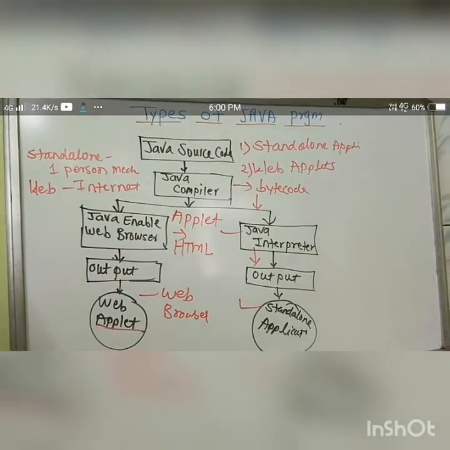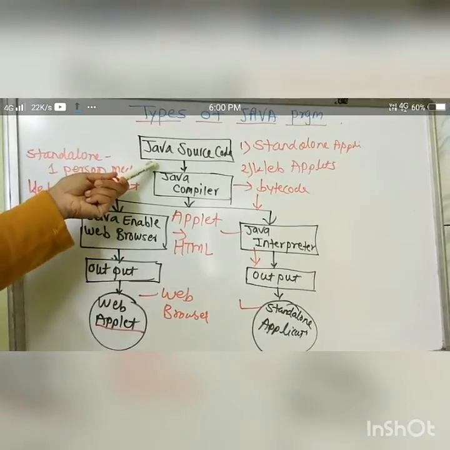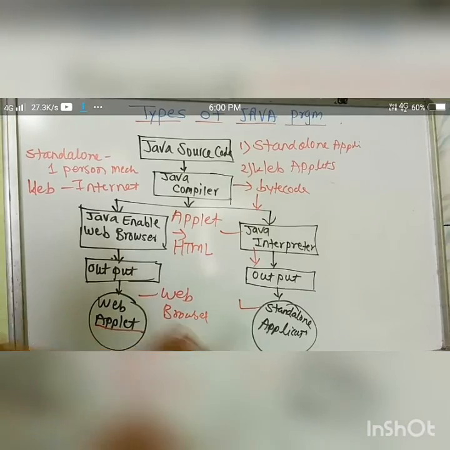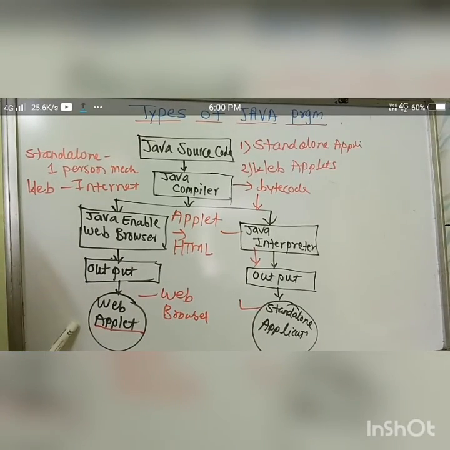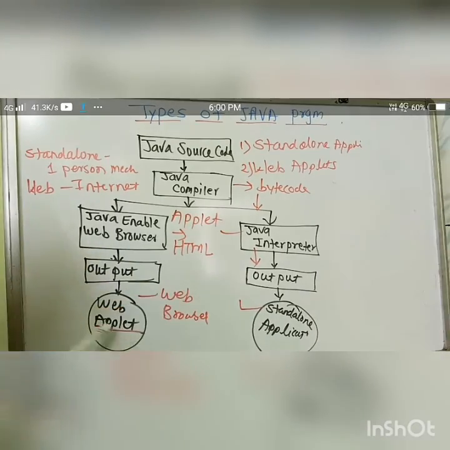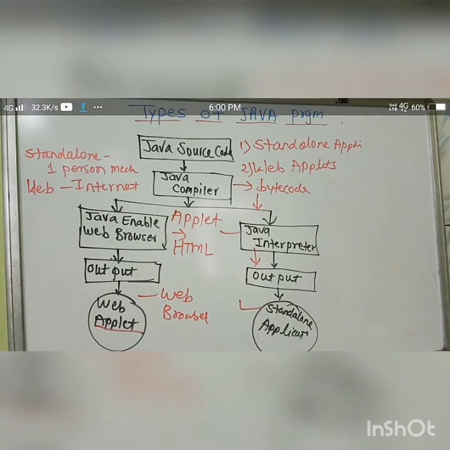So we have taken a quick overview of the two types of Java programs, the standalone applications and web applets. Standalone applications have their own features which are not completed by web applets, and web applets have their own features which are only completed by web applet programs. When we are using a person based application, not a multi-person application, we use standalone applications. And when we are developing programs for distribution across the world or country, then we use web applets. So these are the two simple types of Java programs.